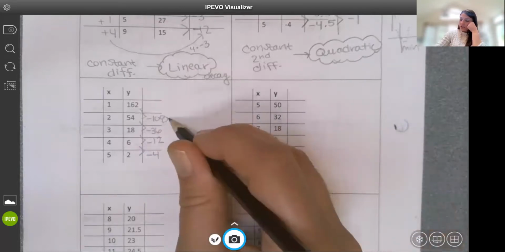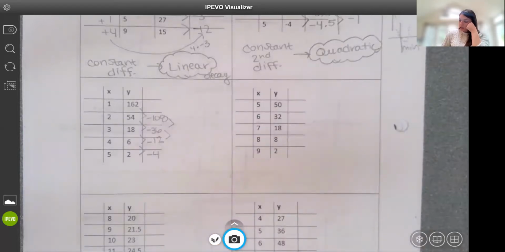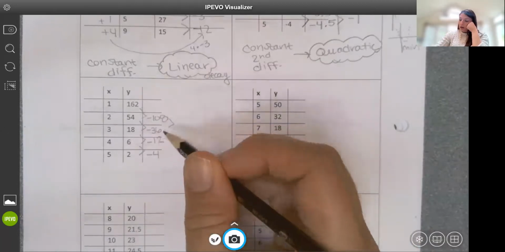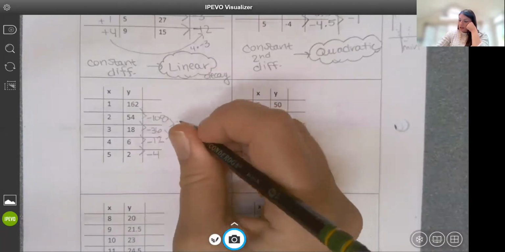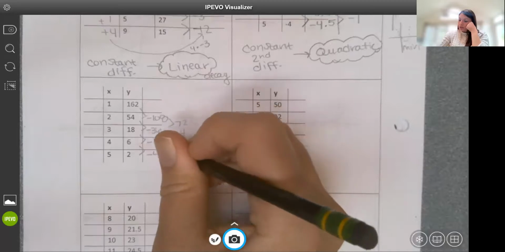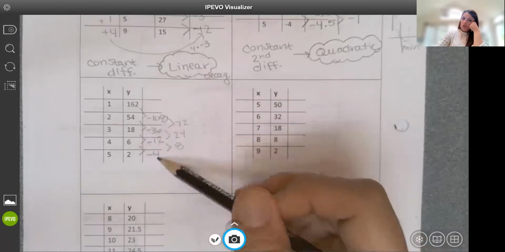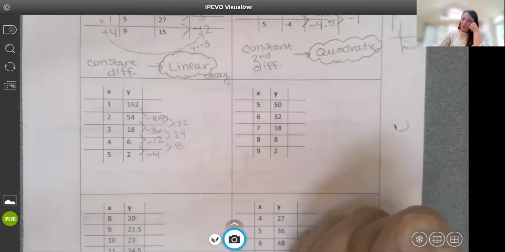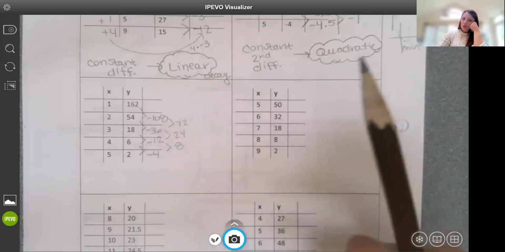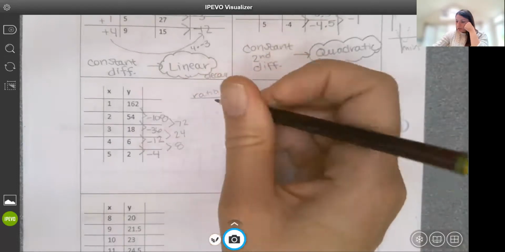Then if I look at my second difference, from 108 to 36, I'm going back up positive here, so I'm adding 72. And from 36 to 12, I'm adding 24. And I can quickly see here, I'd add 8. Neither the first difference nor the second difference seems helpful here. So, okay, what if we looked at the ratio? Go over here and look at the ratio.